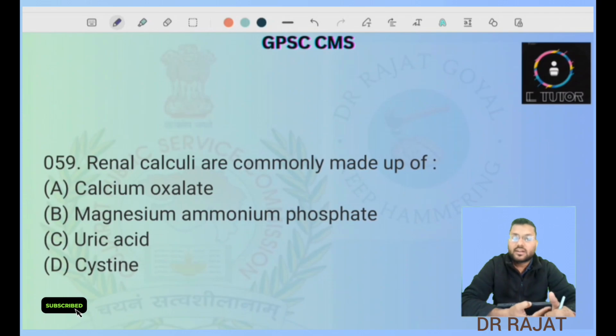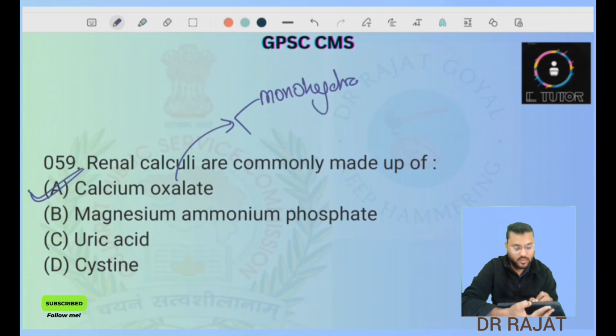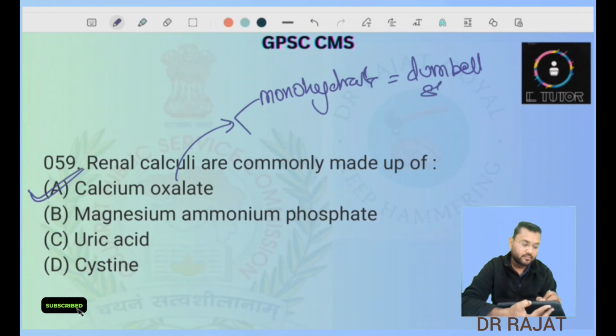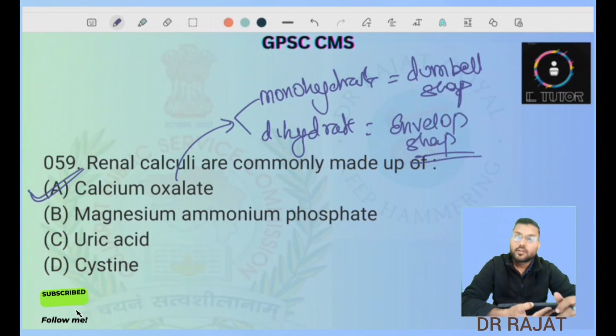Next question is, renal calculi are commonly made up of? So we know that renal calculi are mainly made up of calcium oxalate. Now if we talk about calcium oxalate, then it can be monohydrate, which is dumbbell shaped, or dihydrate, which is envelope shaped. So the answer will be option A, calcium oxalate.